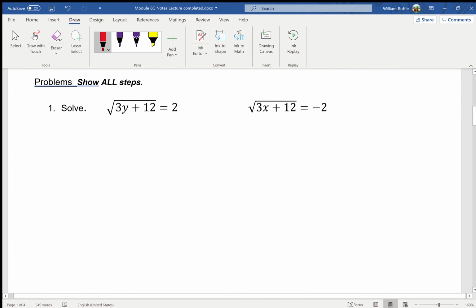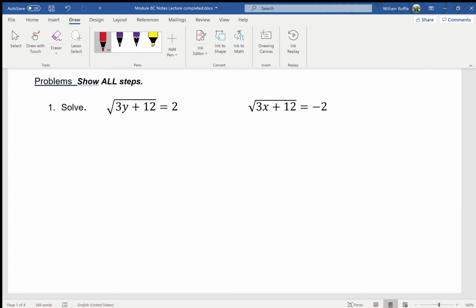All right, so now we're going to start getting our first problems here. Now, the first thing we got to do is isolate the radical. It's already isolated, so that's easy enough. So I can square each side to start. So I get 3y plus 12 is equal to 4. Okay. So I'm going to subtract 12 from each side. I get 3y equals -8. Divide each side by 3, I get y equals -8/3.